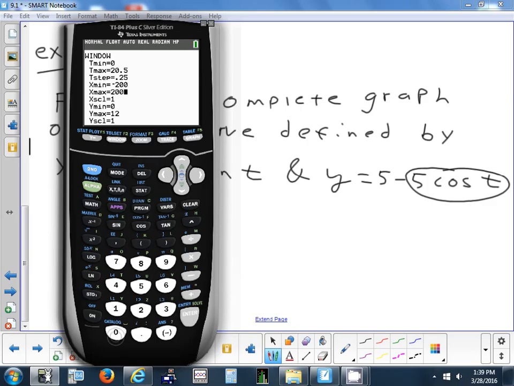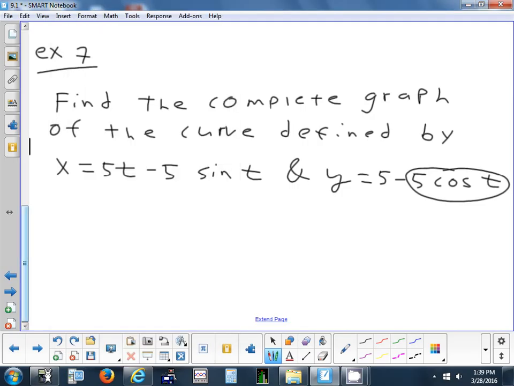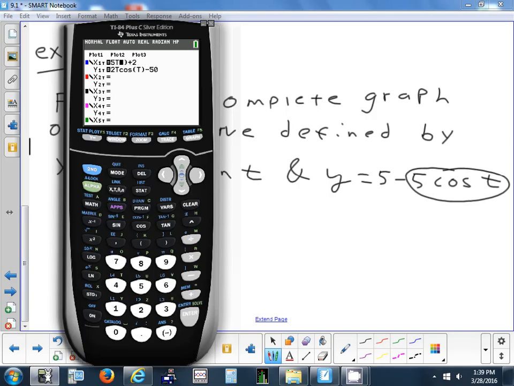-200 to 200. And let's do the parameter from -30 to 30, because they didn't specify. So let's, did I type it in? 5t minus 5 sine t. And 5 minus 5 cosine t.